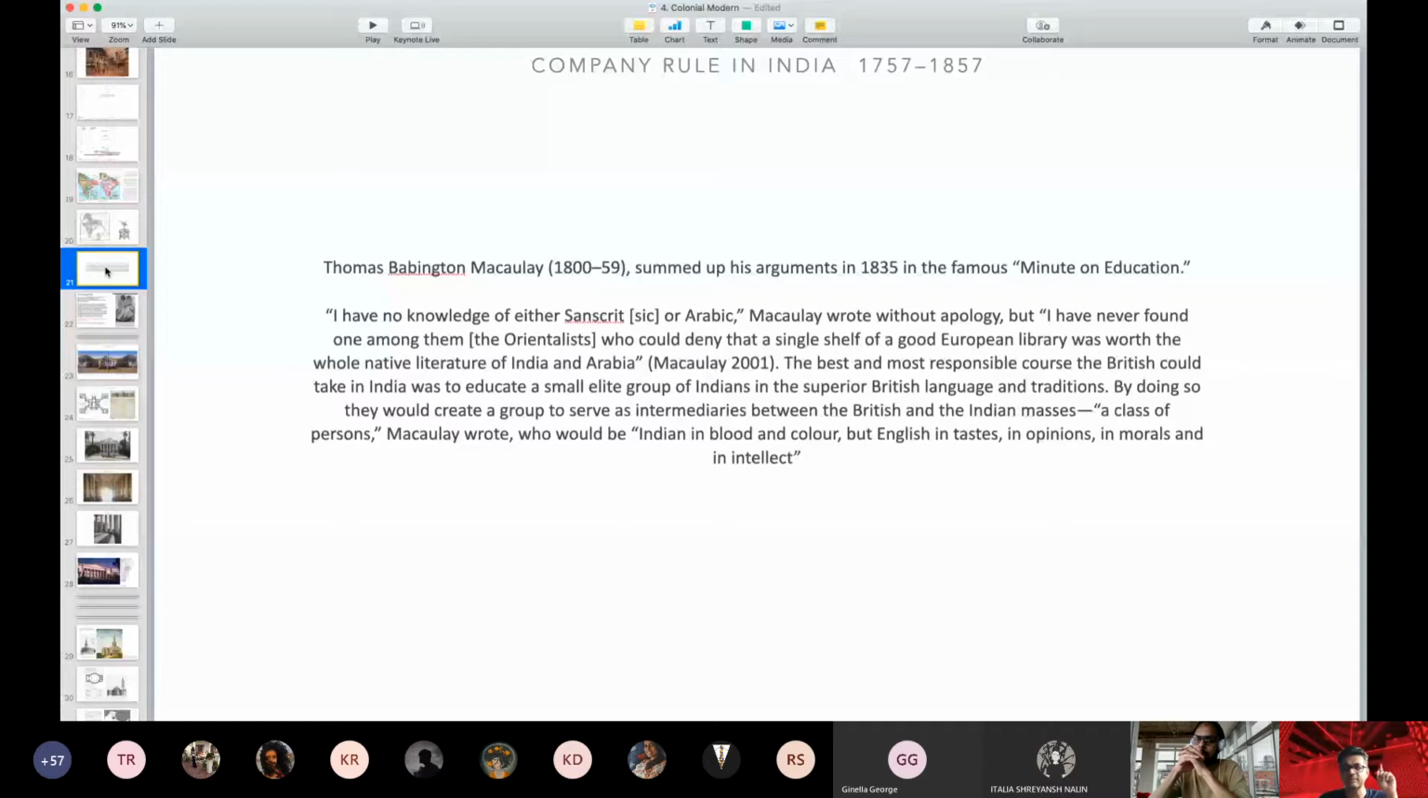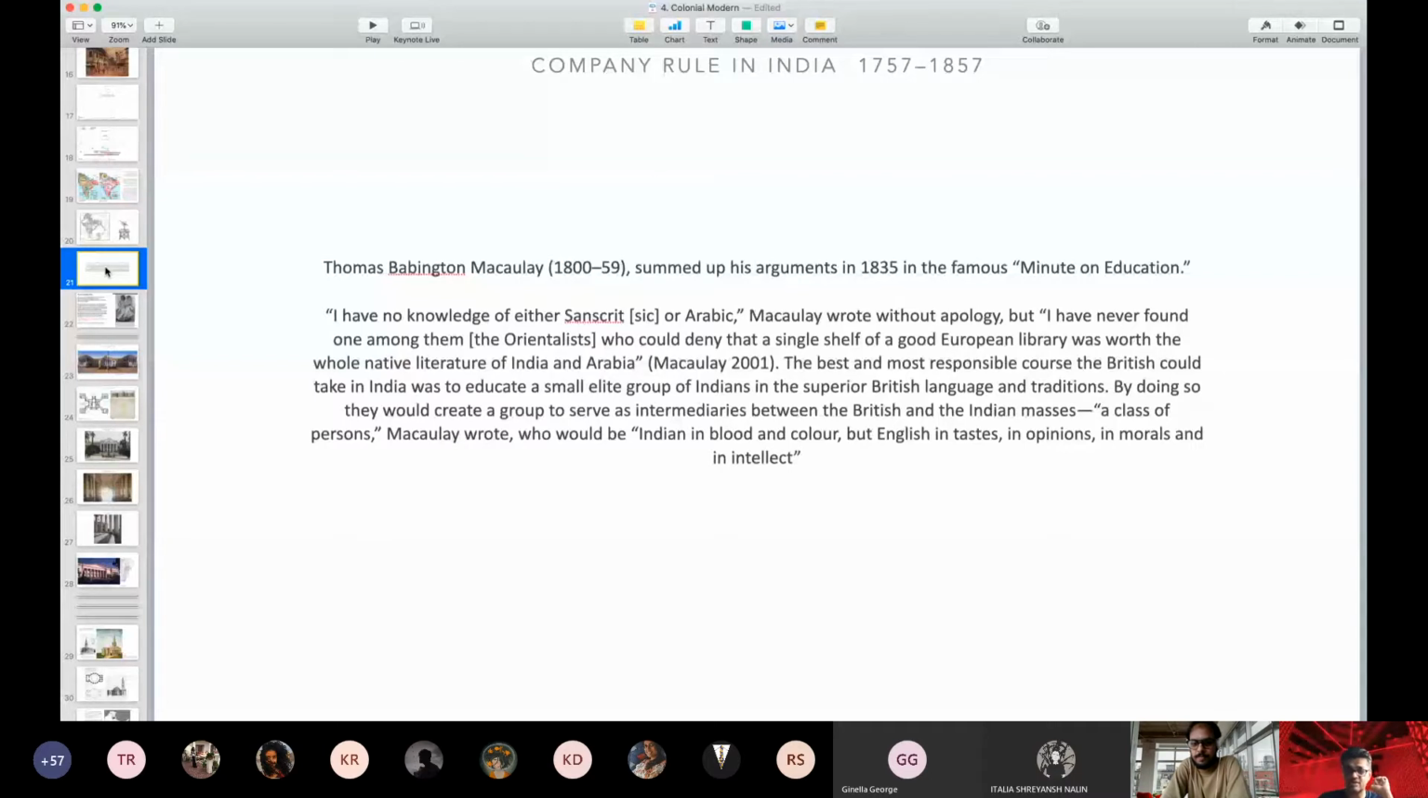The best course the British could take in India is to create a small elite group of Indians educated in the superior British language and traditions. By doing so, they would create a group to serve as intermediaries between the British and the Indian masses, a class of persons Indian in blood and color, but English in tastes, opinions, morals, and intellect. So there's very clearly an idea that we'll take one group of people who will be white, but only look brown. We will train them in the value systems of the West, and then they will become our middlemen to deal with the administration of the country.